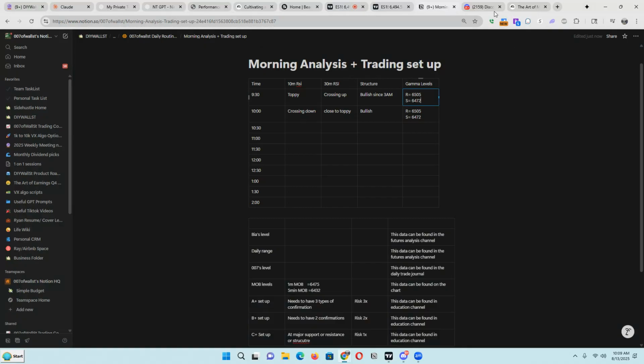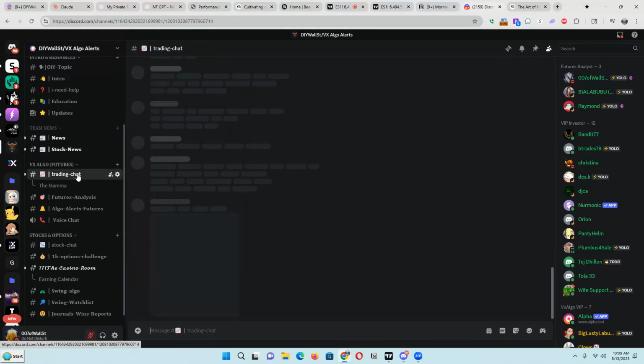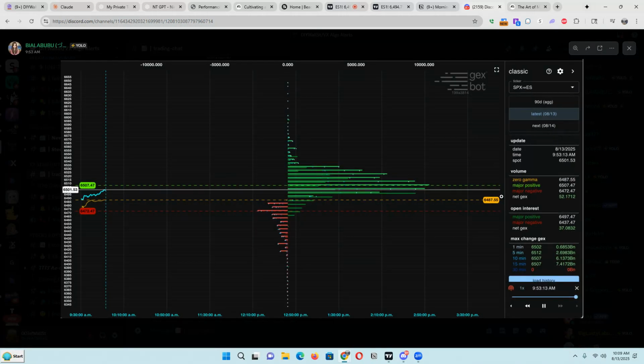And then these gamma levels can be posted on the trading chat from Bia and others. And that's essentially just here. So major positive is the resistance that we're looking at. Major negative is the support that we're looking at.